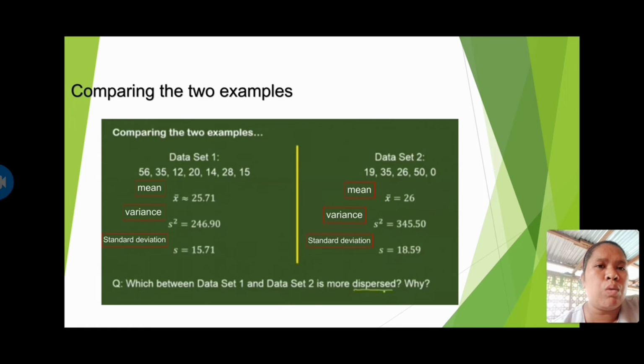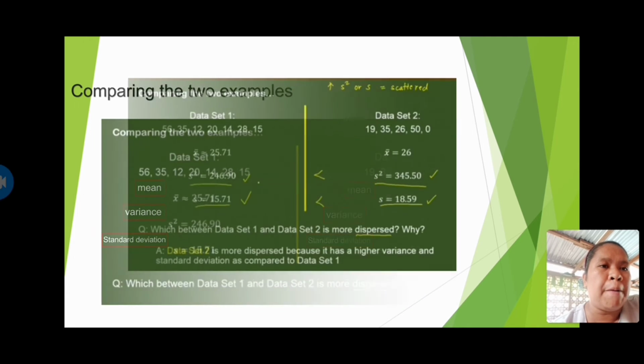Data set 1 has 56, 35, 12, 20, 14, 28, and 15. Data set 2 has 19, 35, 26, 50, and 0. Here are the mean, variance, and standard deviation values for data set 1, and also for data set 2. The question is: which between data set 1 and data set 2 is more dispersed, and why?